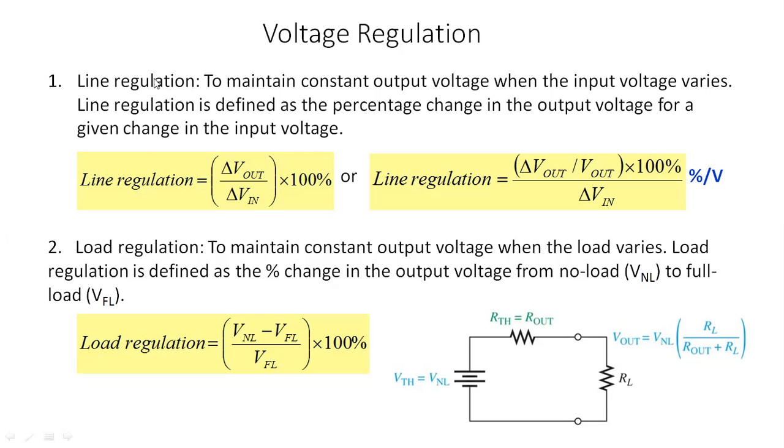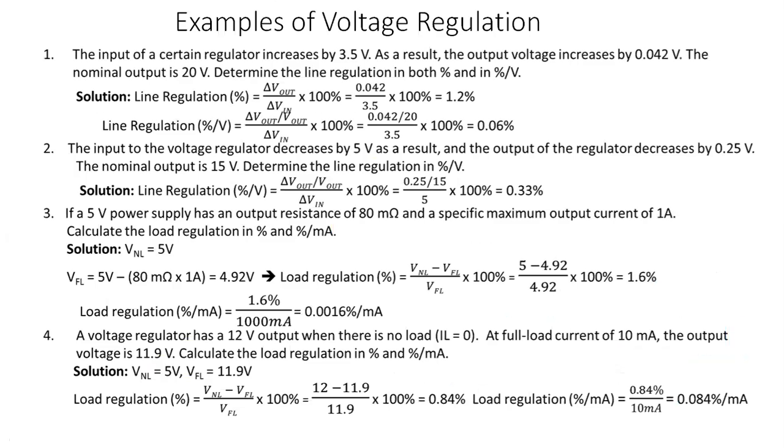So about line regulation, we are calling line regulation. It will be used to maintain constant output voltage, but if there is any change in the input voltage, at that time also, irrespective of changes in that input voltage, it will give us a constant amount of voltage.